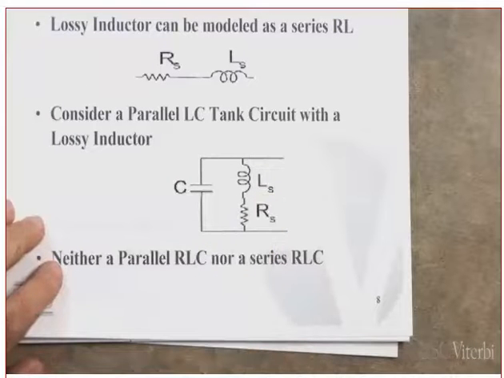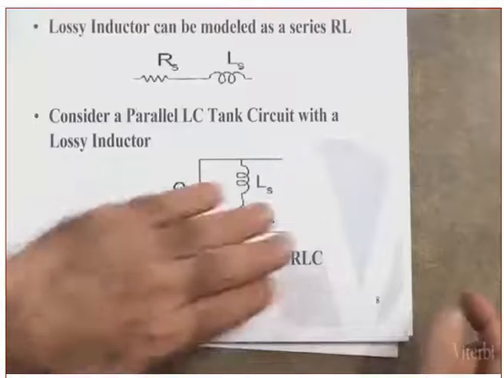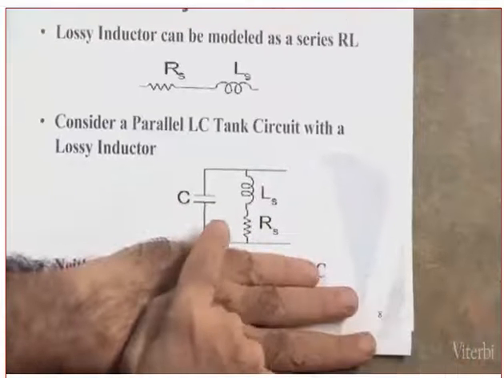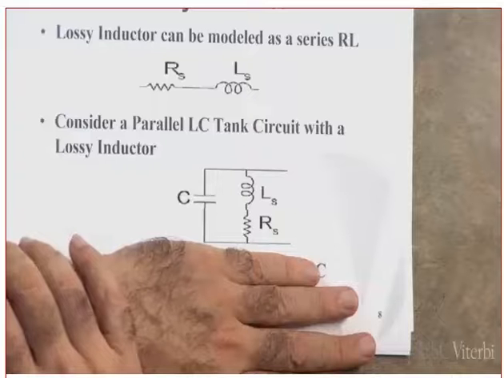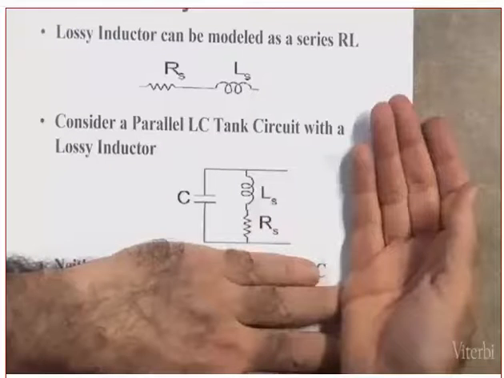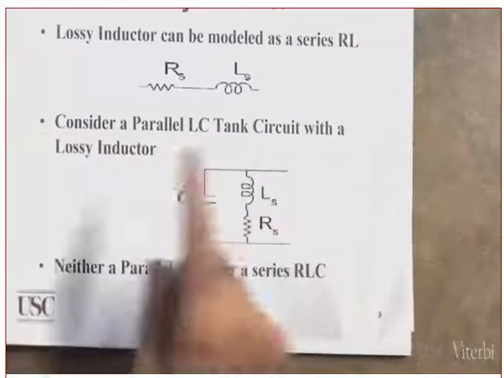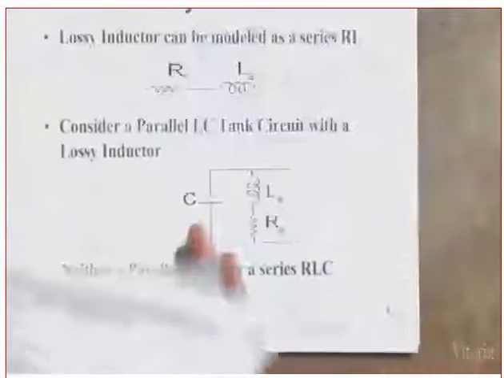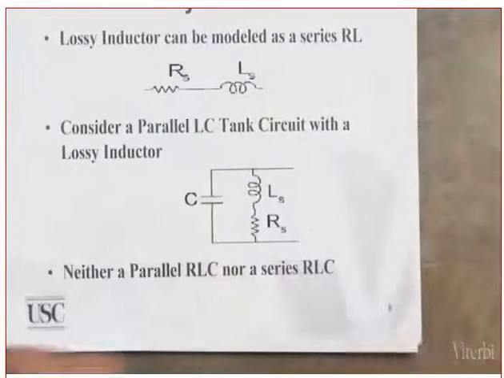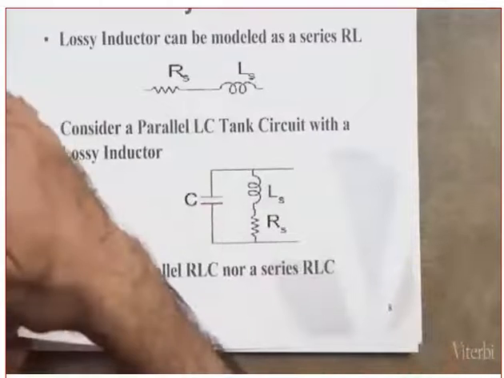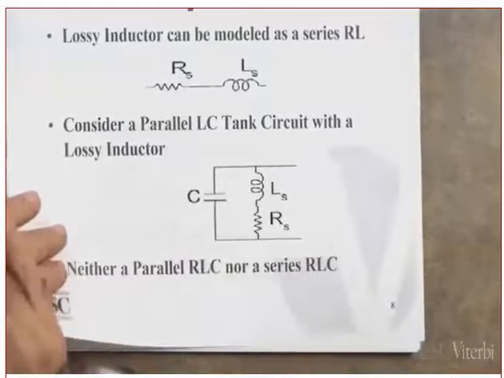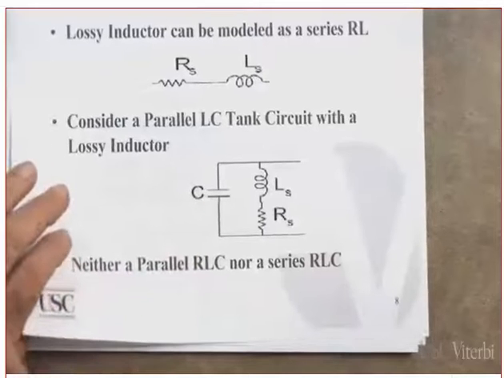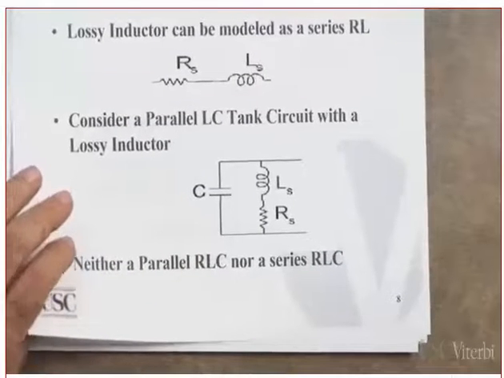Now, answer me the following question. Is this a parallel RLC or series RLC or neither? This is neither. Just because this one is in parallel with this one does not make it similar to this guy. Did you get my point? But can we change it into a parallel or a series? This is crucial, as we will see in just a second when we design the matching networks or the matching circuits.